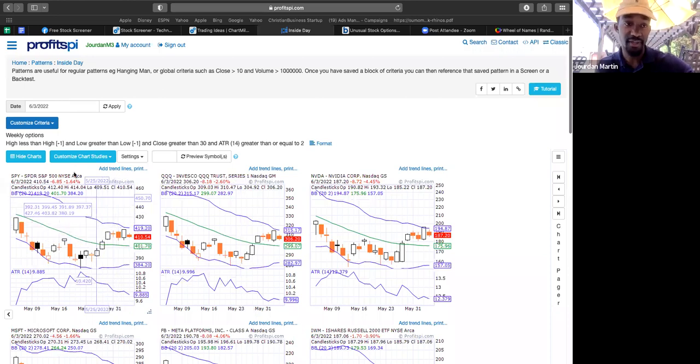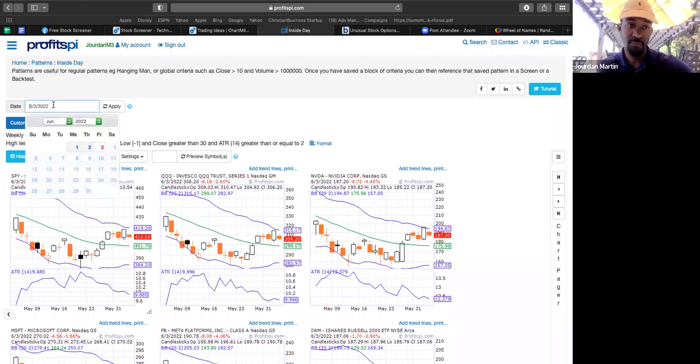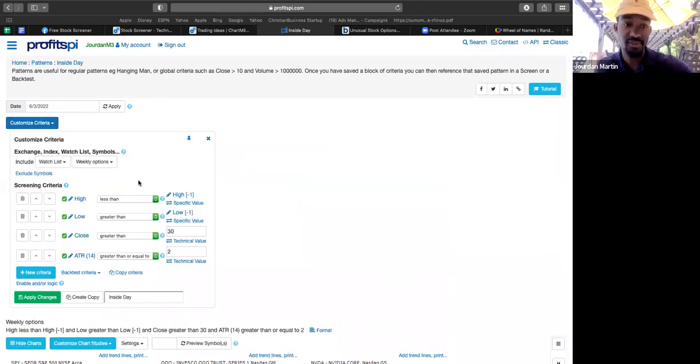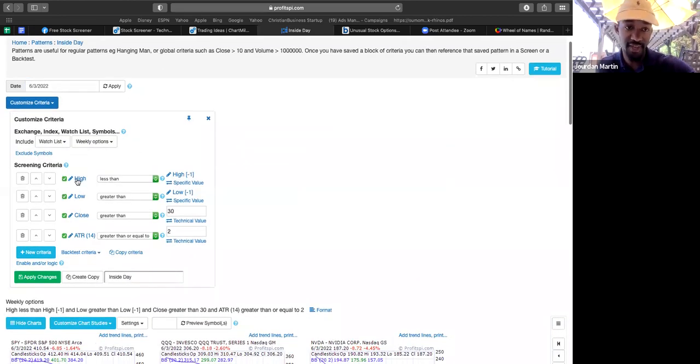Again, prime example, I come in, this is my inside day setup, which is just saying that the high of today, or whatever date you have in here, when breaking it down in a literal sense, the high of this day's candle was less than the high of the previous day, and the low was greater than the previous low, which is going to form an inside day candle. And I'm looking at stocks that are over 30. Average true range for a 14 period is greater than 2. And these are all stocks that are on my weekly options watch list.